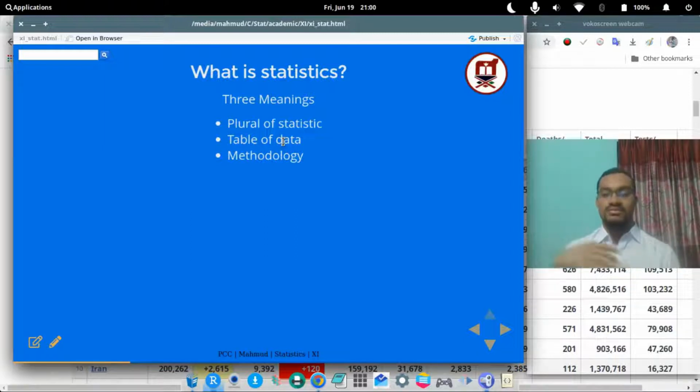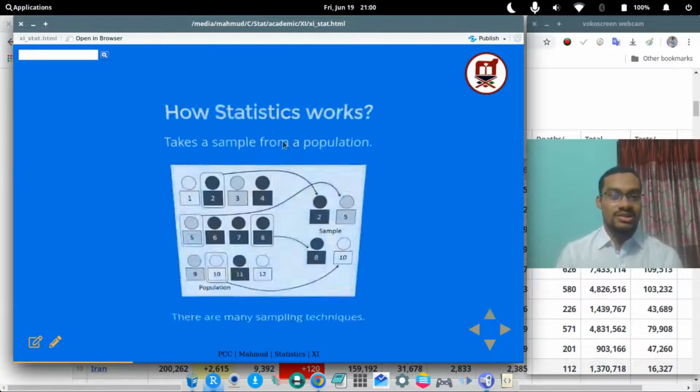And in future videos we'll learn that statistics is the methodology of collection, organization, analysis, interpretation, and presentation of data. These five things are the methodology which statisticians and scientists call statistics. So that's what statistics is about.